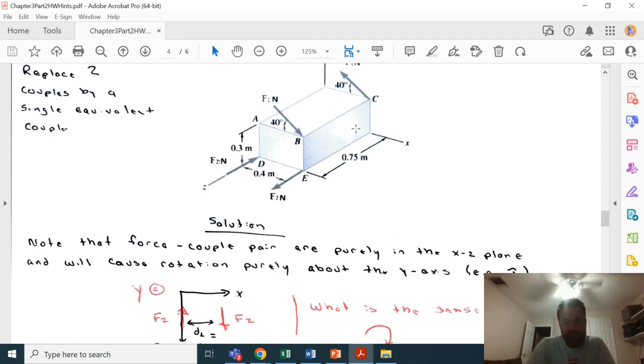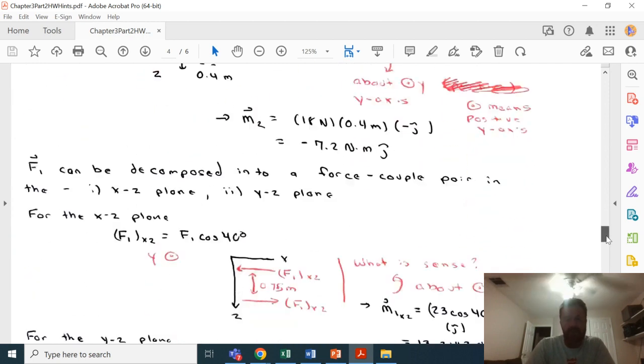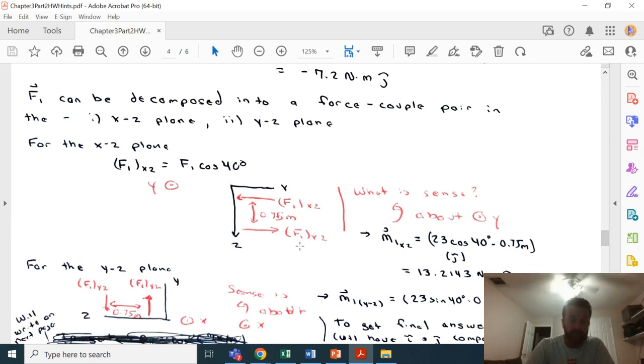And they're separated by 0.75 meters. So that's why when I draw this picture in the XY plane, the perpendicular distance is 0.75. The one that's most towards us is going out to the right. The one that's farthest back is going back to the left. If you think about the nature of that rotation, it's going to be counterclockwise rotation. Counterclockwise, again, about the positive y-axis.